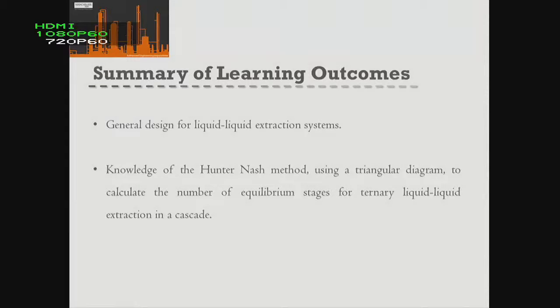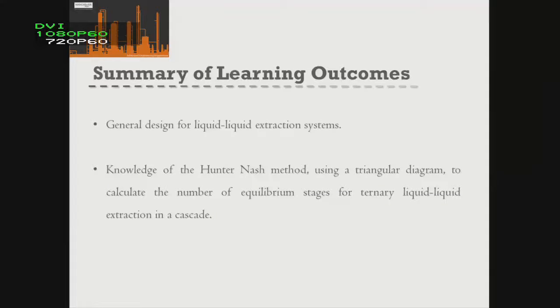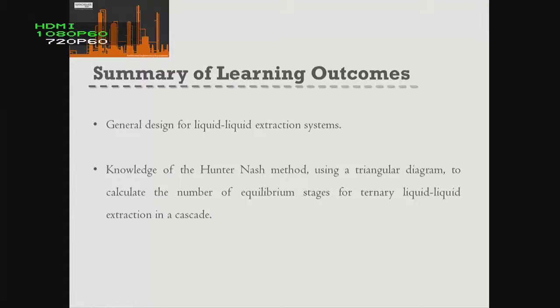Today, we essentially looked at how you might think about designing a multi-stage liquid extraction system, and we looked at the Hunter-Nash method, which allows you to calculate the number of stages you need in an extraction system. So next week, we're going to look at how we would move from a single section system to that double section system where we can specify both our raffinate and our extract product.